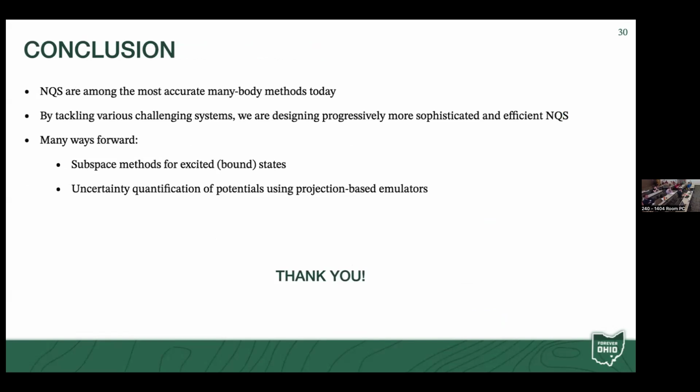In summary, neural quantum states are among the most accurate many-body methods today, and the field is still very young. It's less than a decade old, and it's still evolving incredibly fast. Through tackling a variety of different strongly interacting quantum systems, we have designed more and more sophisticated and efficient neural quantum states, and we're hoping that this subspace method for excited states in combination with this uncertainty quantification could lead to some interesting results for nuclear physics.